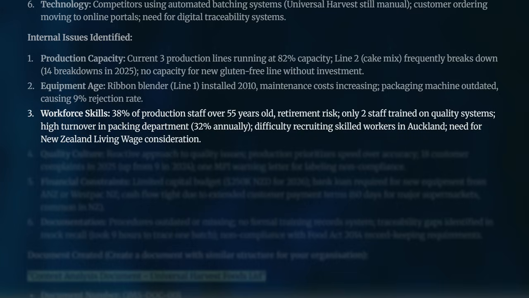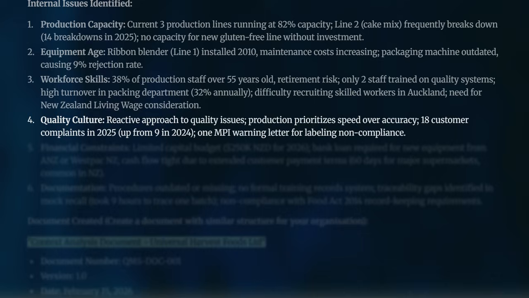So you see, our exemplar company is always stating the analysis with data and facts. And all these are investable for business continuity. So you can do the same, but always have real data for your organization, all right? Those are the issues identified for workforce skills. The fourth internal issue is quality culture.